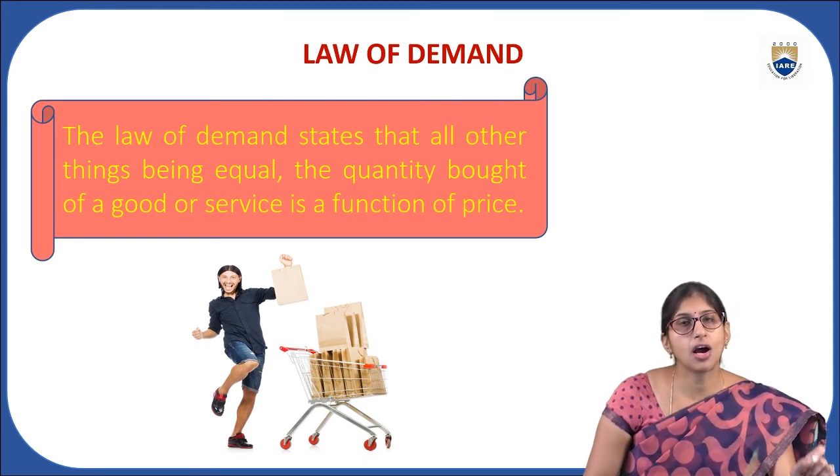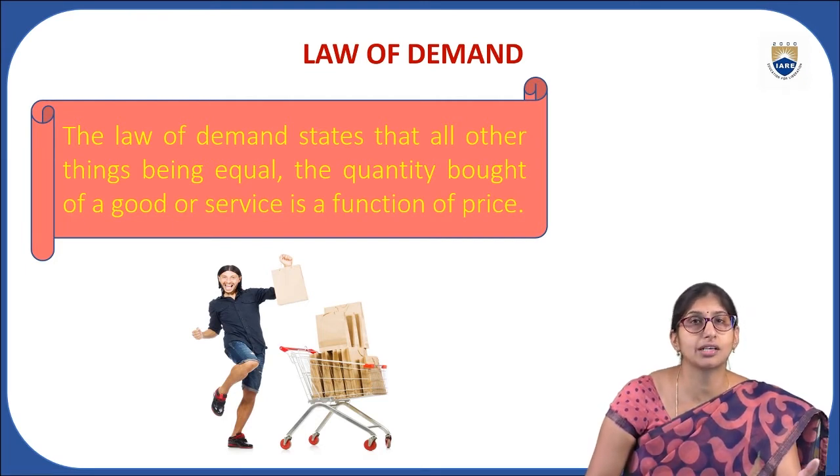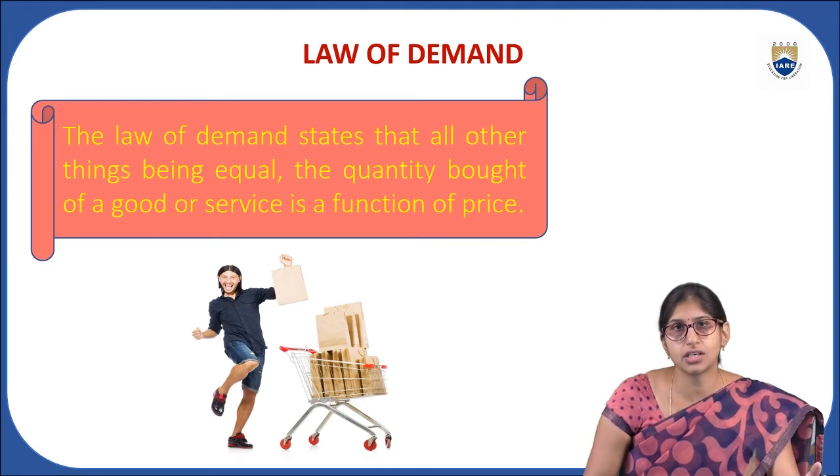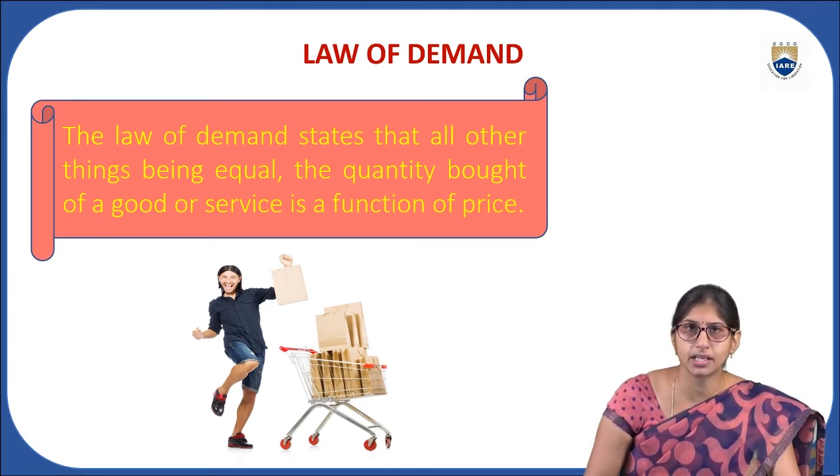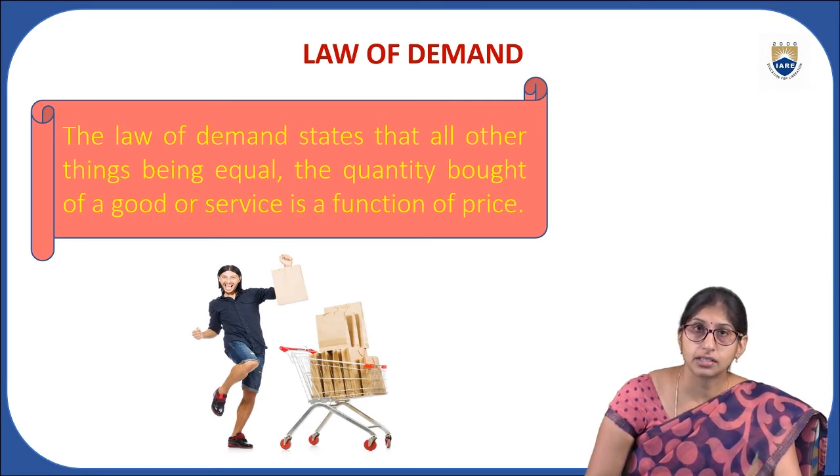So law of demand states that all other things remain equal. What are all the other things? All other things are the rest of the determinants of demand. What are the rest of the determinants apart from price? It is the income of the customer, taste and preference, size of the population, expected income of the consumer, and expected price of the product or service in the future. So all these are the rest of the determinants.